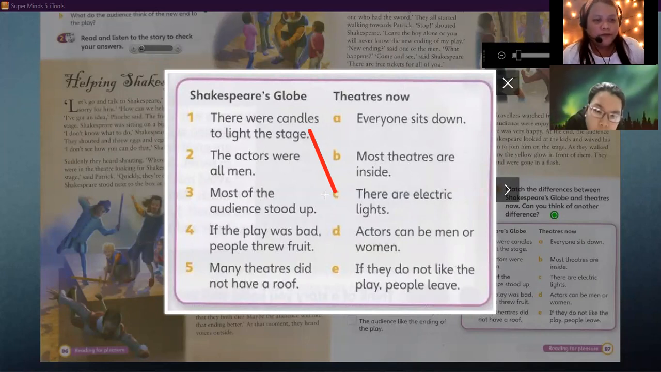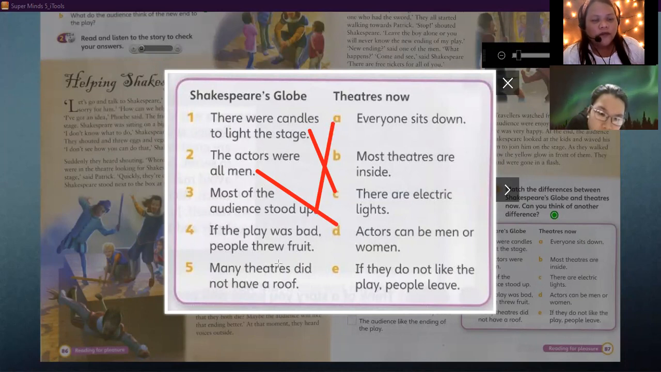Okay, number two. The actors were all men. How about today? Actors can be men or women. Yes, the actors can be men or women. Next, number three. Most of the audience stood up. And then, how about the theaters nowadays? Everyone sits down.